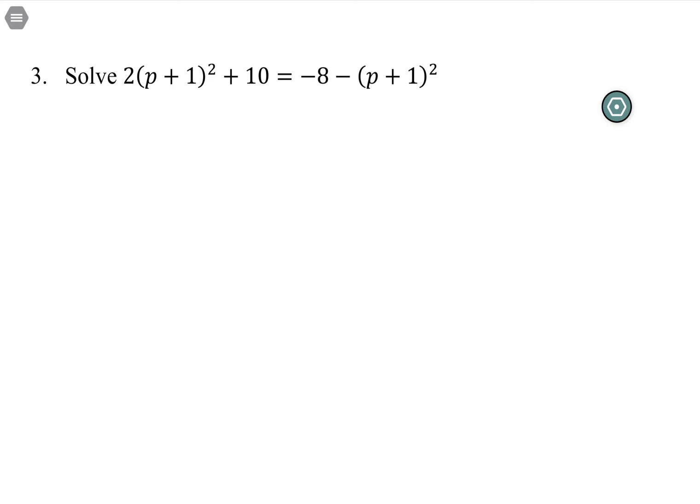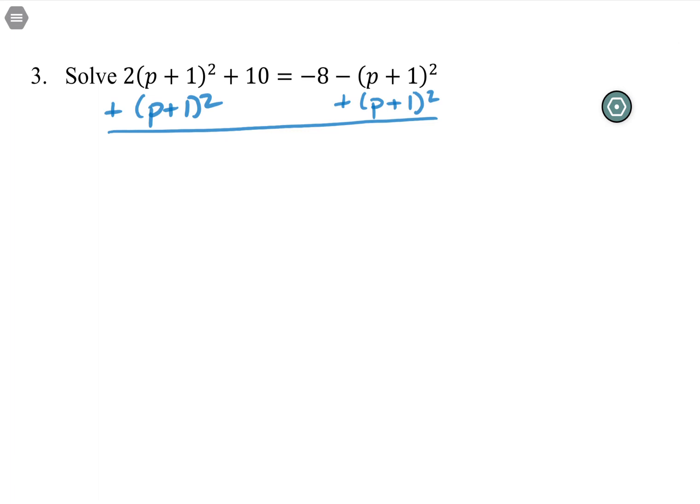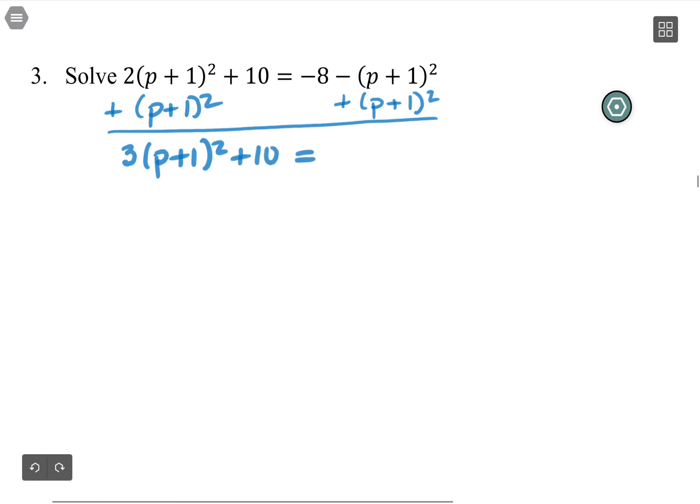So I'm seeing once again that I have p plus 1 squareds on both sides. So as much as they look messy, those are like terms. I think I'm going to move the same way as before. I'm going to add a p plus 1 squared and move those to the left. So if you have 2 p plus 1 squareds and you add 1, you're going to end up with 3 p plus 1 squareds. On the right, we have a negative 8, but no more p plus 1s.